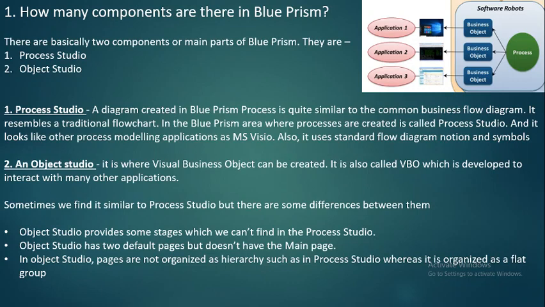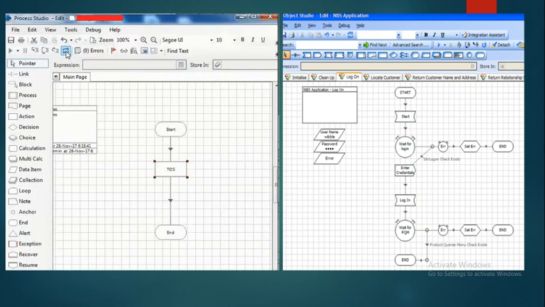So this is a very frequently asked question on Blue Prism, and this is one of the basic questions on Blue Prism. So the first question is, how many components are there in Blue Prism? As you know, Blue Prism is an RPA software. The moment you log into Blue Prism, you can see there are two basic elements. The one is Process Studio, which you can see on the left hand side, and the other one is Object Studio, the one on the right hand side.